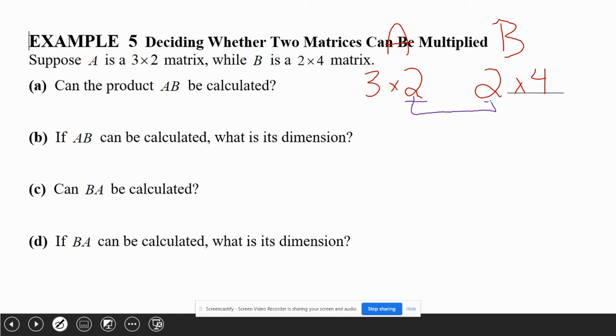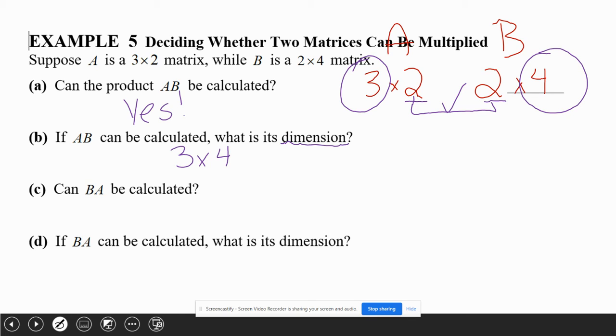Well, if these two inside values, the column of A and the row of B, are exactly the same number, then yes, we can multiply them together. If we can multiply them together, then what would the answer look like? What are the dimensions? The dimensions are the 2 values on the outside. The answer would be a 3 by 4.